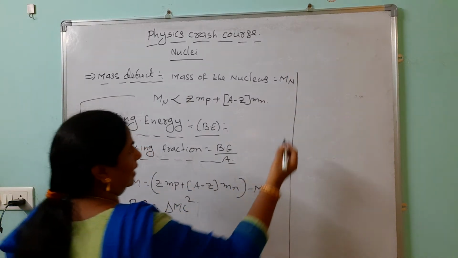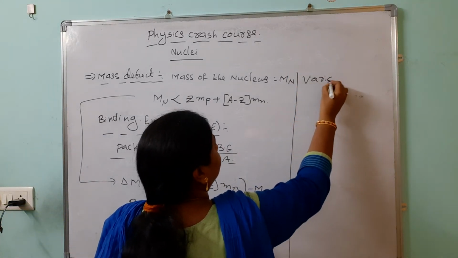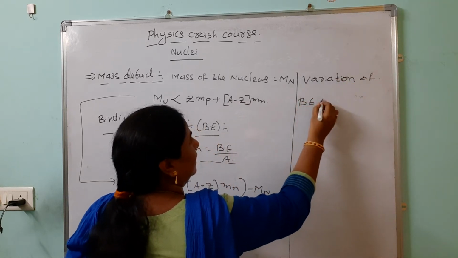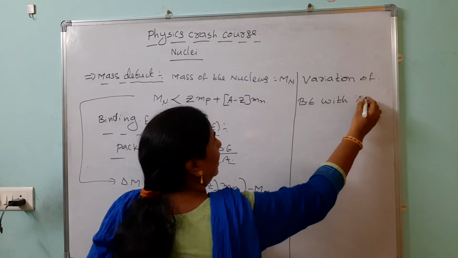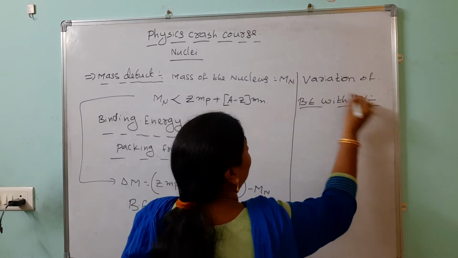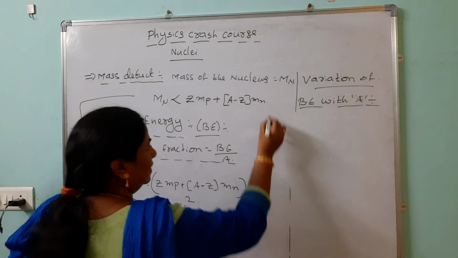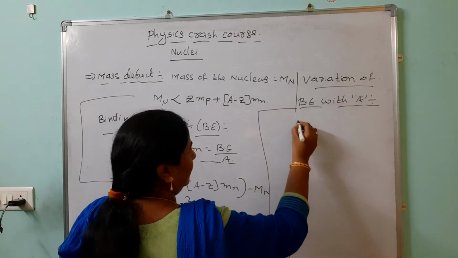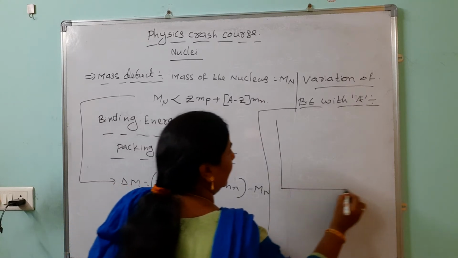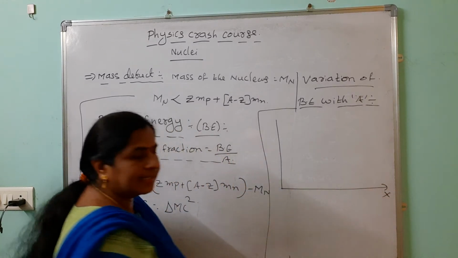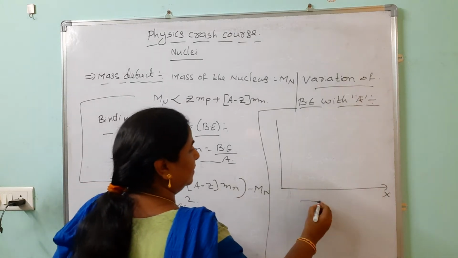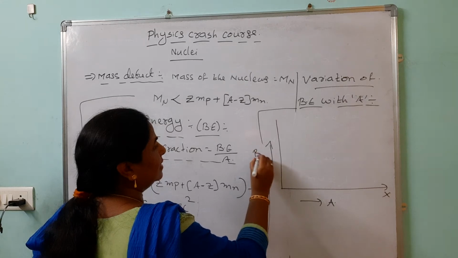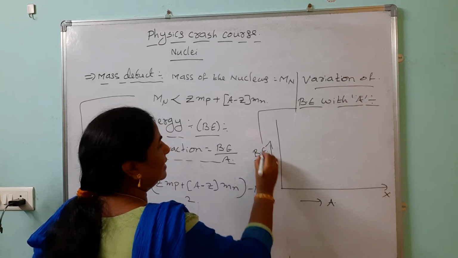Now we are focusing on the variation of binding energy with mass number. Mass number is represented by A. Actually, this is the graph. Here we are drawing the graph: on the x-axis we take the mass number, represented by A, and on the y-axis we take the packing fraction. Simply, we can say binding energy per nucleon.